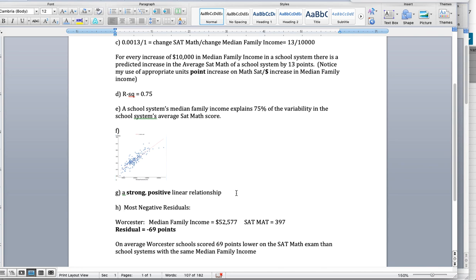The next question is going to be to comment on the scatter diagram. The scatter diagram looks like it's a positive linear relationship, and the points seem to be very close for the most part to the line, the prediction line. So I would describe this as a strong, not moderate, but a strong positive linear relationship. After all, it explains 75% of the variability in math SAT scores.